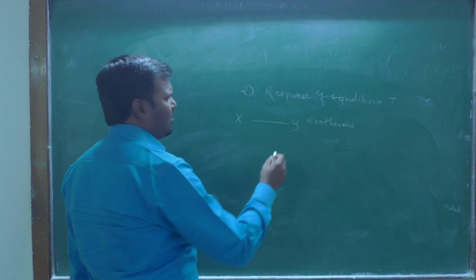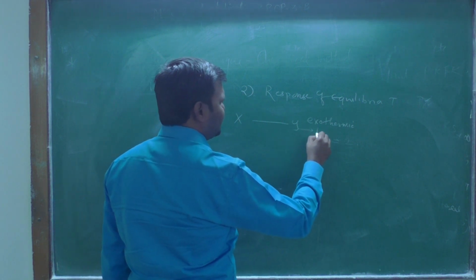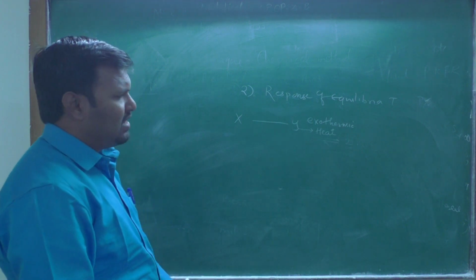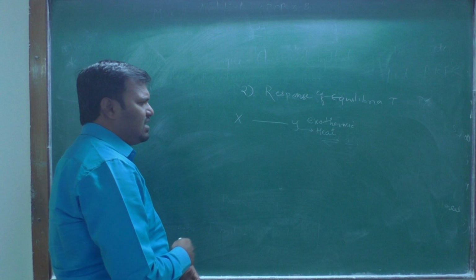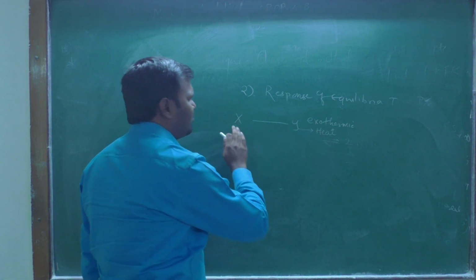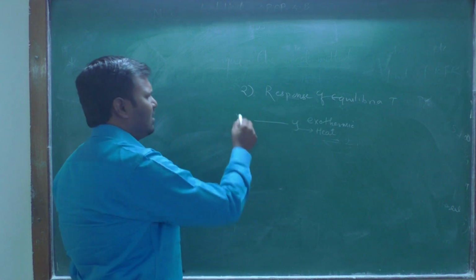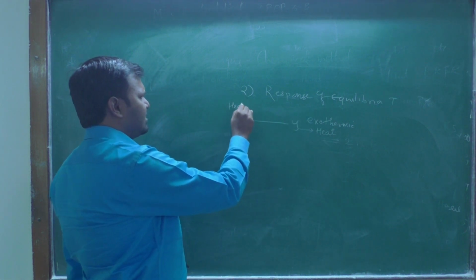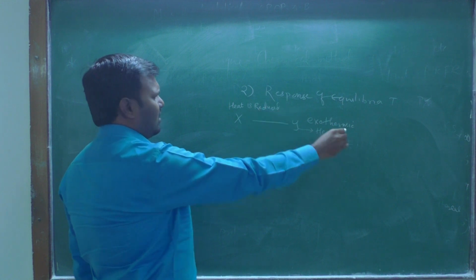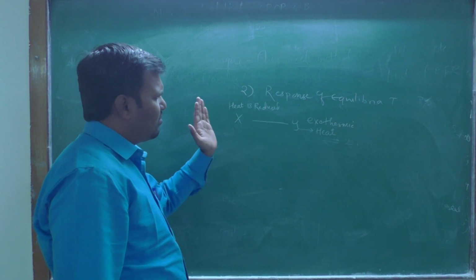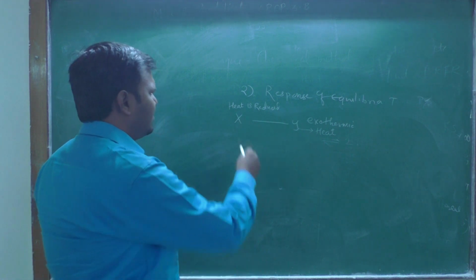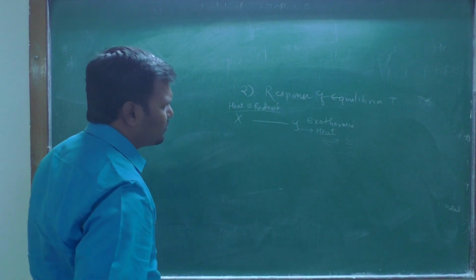Exothermic reaction means the heat is evolved. Remember that heat is evolved, which means heat is released from X to Y. Therefore, in this case, heat is reduced from X to Y. When you convert X to Y, the heat gets less.